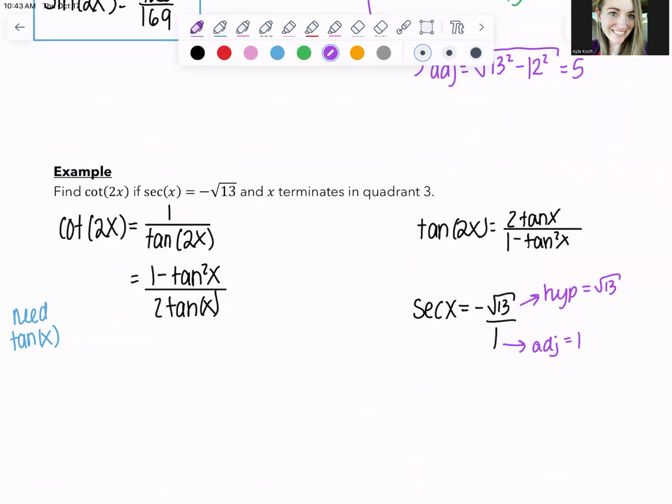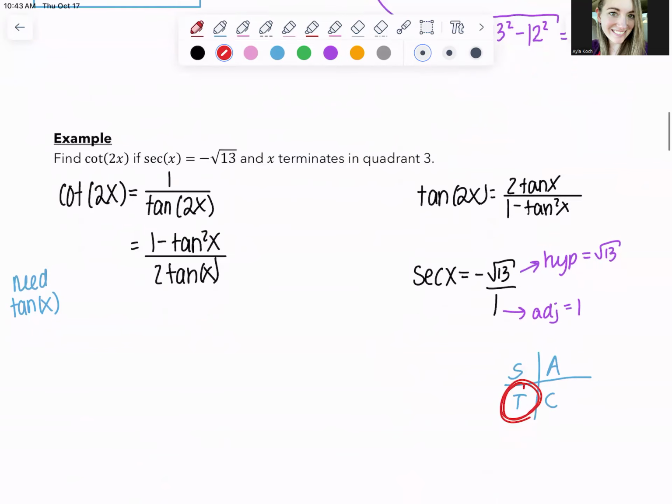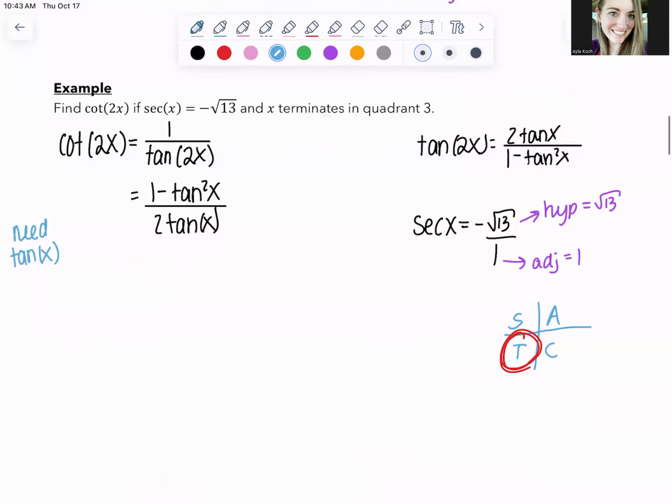We also know that x terminates in quadrant 3. All students take calculus, quadrant 3. So tangent is positive there, and that's what we're looking for, tangent. Tangent of angle x is going to be positive. And we know it's opposite over adjacent, so we need to figure out our opposite side. The opposite side will be equal to the square root of the hypotenuse squared minus the adjacent side squared.